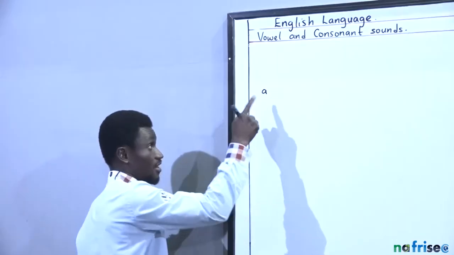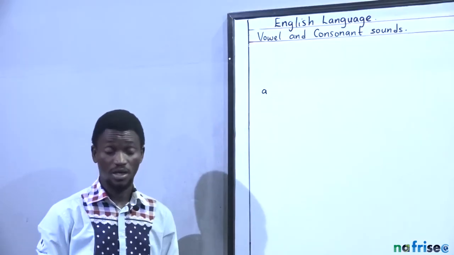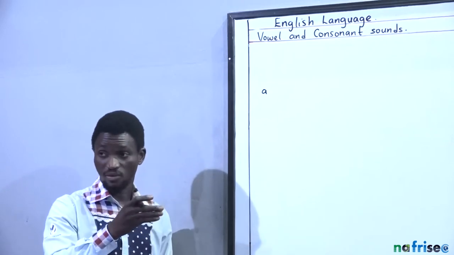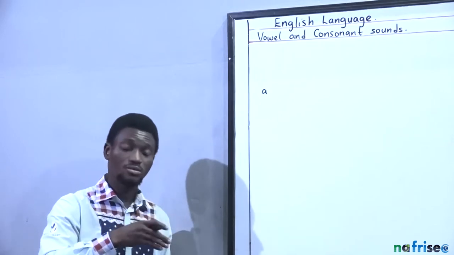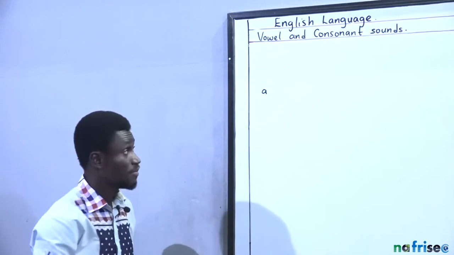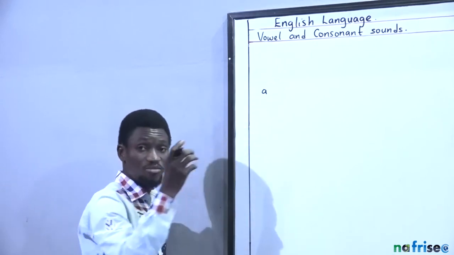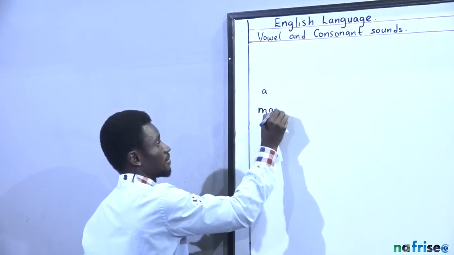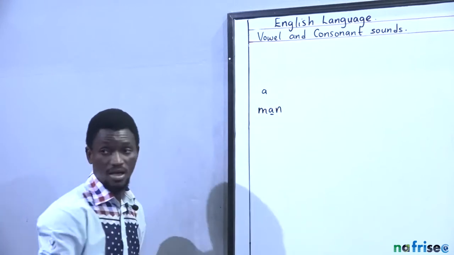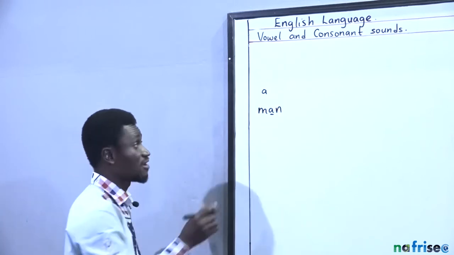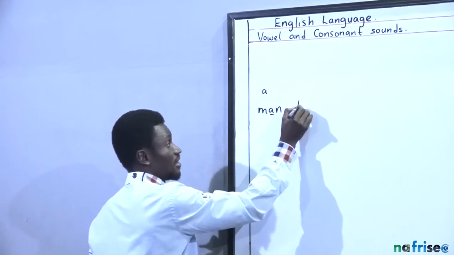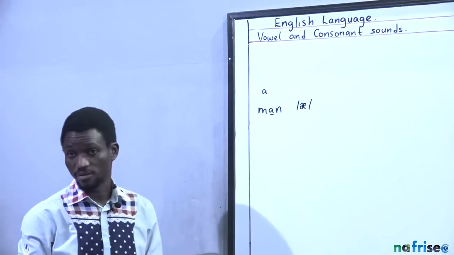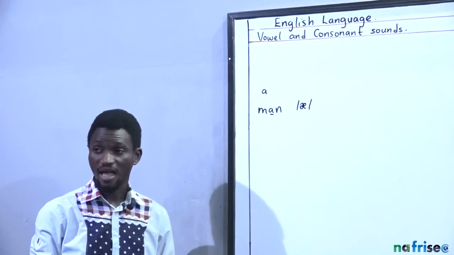Now, what I'm trying to say is that if you look at the letter A, for instance, it depends on the position the letter is in and on the syllables that exist. If this letter A is in the middle of a monosyllabic word, for instance, man, the sound that this letter A produces is the I sound.